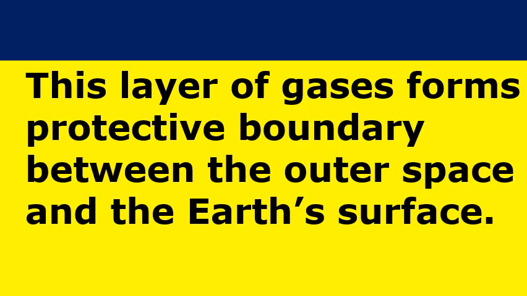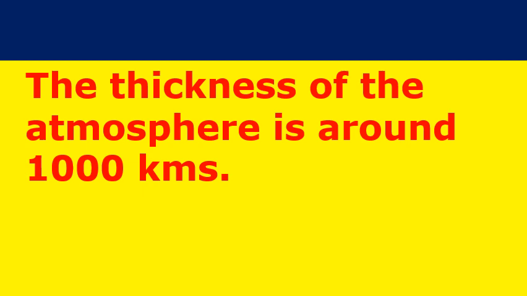This layer of gases forms a protective boundary. Actually, we are protected from the ultraviolet rays of the sun. Otherwise, we would have to receive acid rain and ultraviolet rays, which are very harmful to human life. Therefore, we are protected by the natural thin layer of gases. So, the outer space is completely of different layers that you will learn now. The thickness of the atmosphere is about 1000 kilometers.